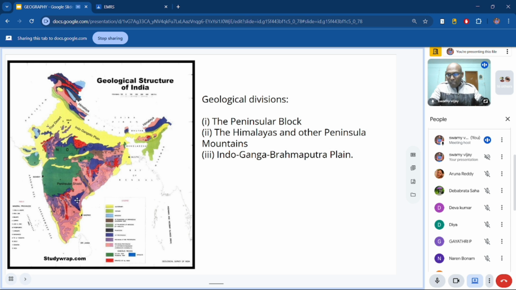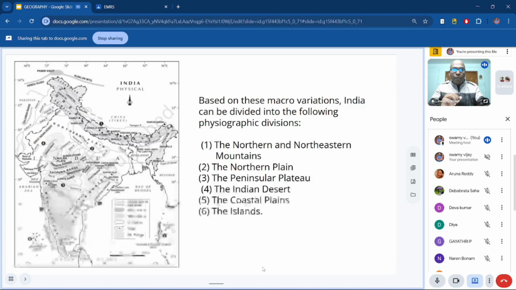So the southern part of the plain we can call a peninsular block, and then the Himalayas and other peninsular mountains, and the Indo-Ganga Brahmaputra plain. This is the Indo-Gangetic plain, and you can mix with the Brahmaputra also. So geographically, India is divided into three parts: the peninsular block, the Himalayas and the other peninsular mountains, and the Indo-Ganga Brahmaputra plain.